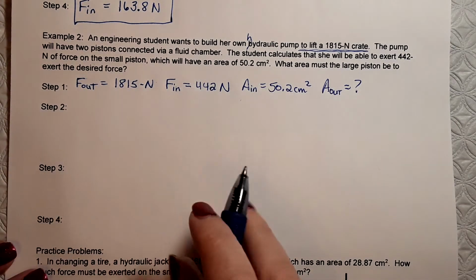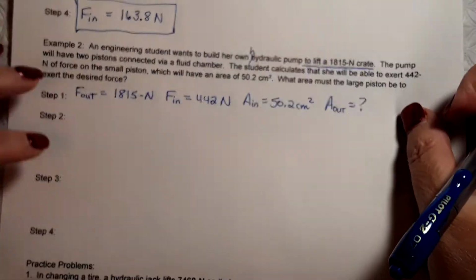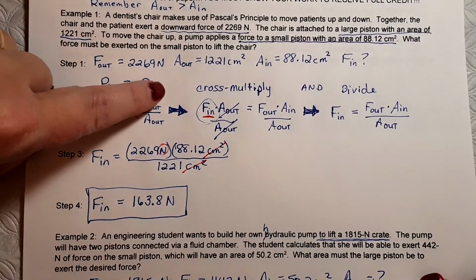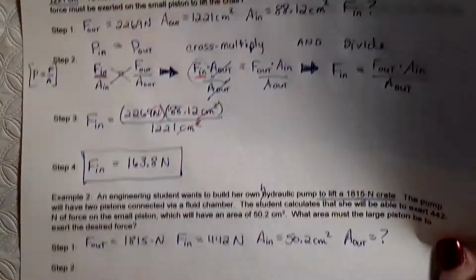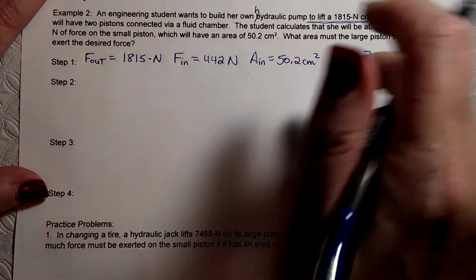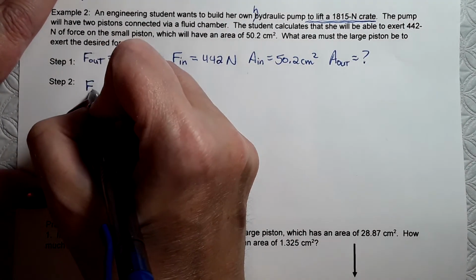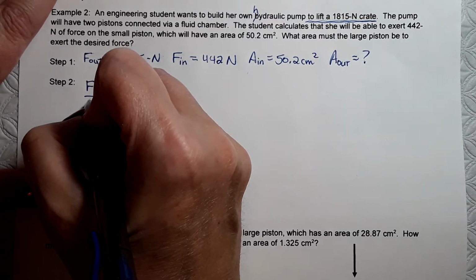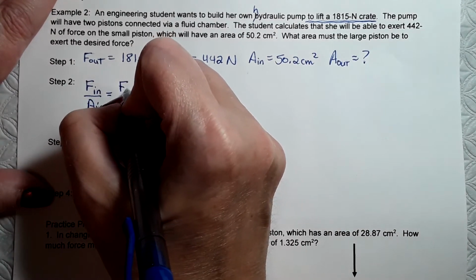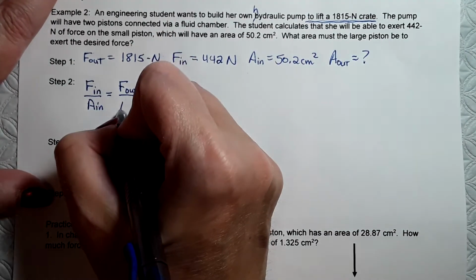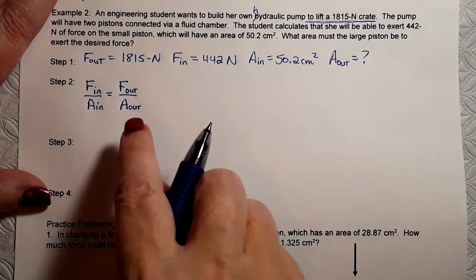All right, so we've got our knowns and our unknown. Let's write our formula. Okay, now, do we need to rewrite this? Not necessarily. Let's just rewrite this part right here. We know the two pressures must be equal. So the force in over the area in equals the force out over the out piston area, the output piston area.